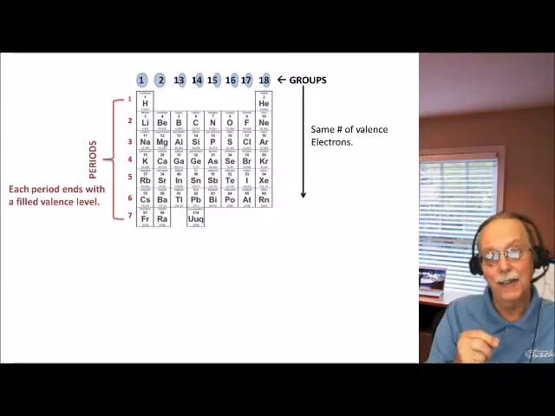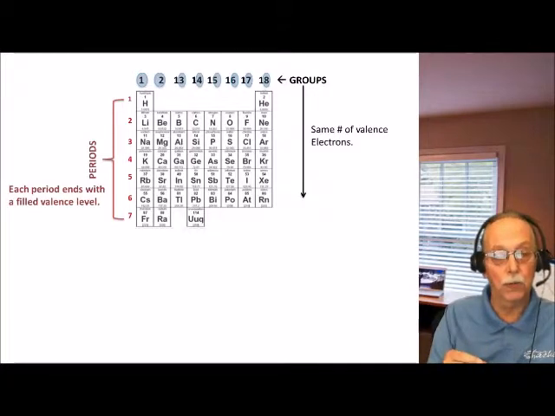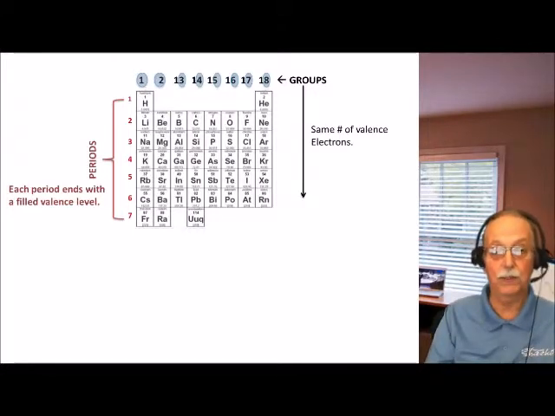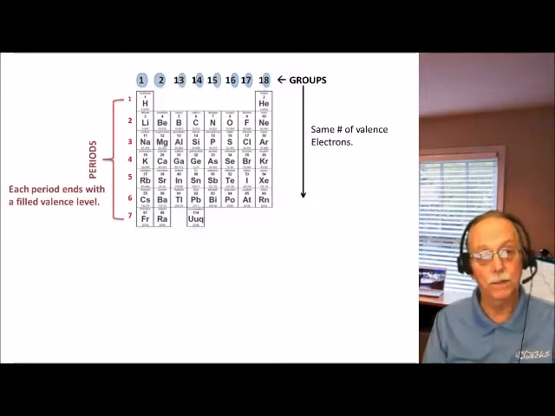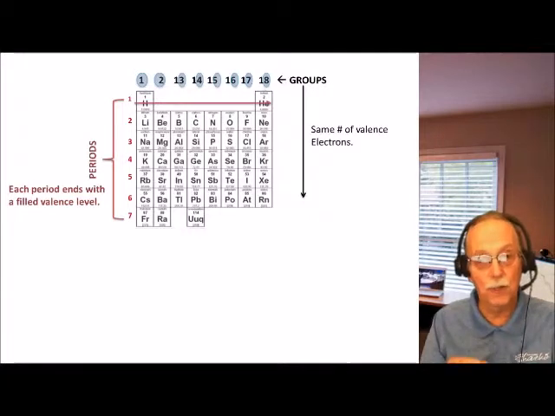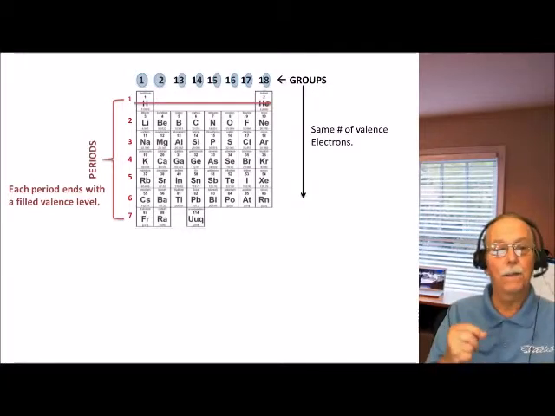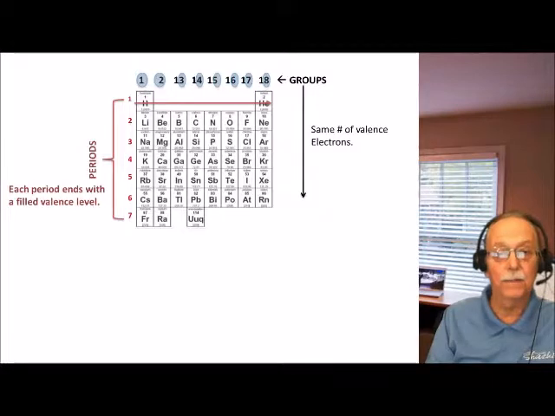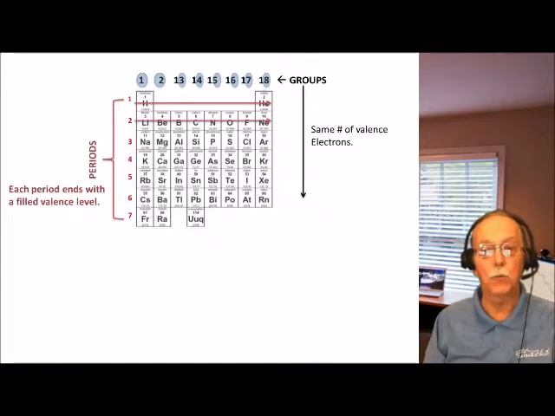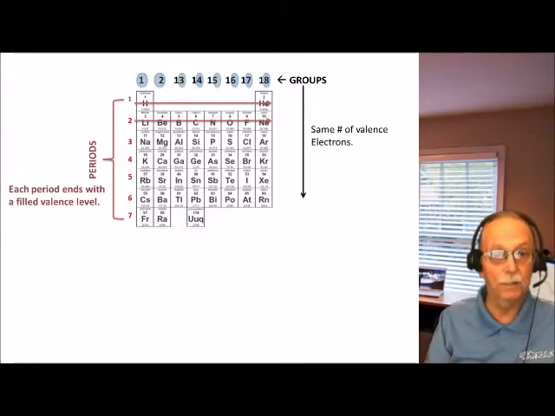And the next element, helium, has 2 protons and therefore 2 electrons orbiting it, and those 2 electrons are in its highest energy level, that's the first level, and it fills that first level. So the first period ends with helium and a filled valence level. The second period starts with lithium and ends with neon. It ends with neon and a filled valence level.